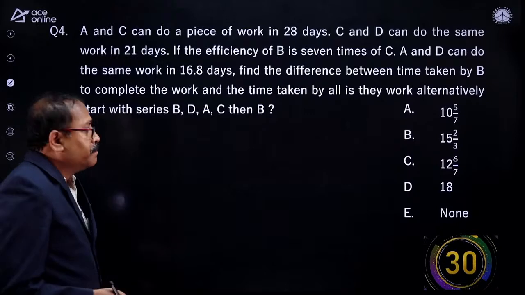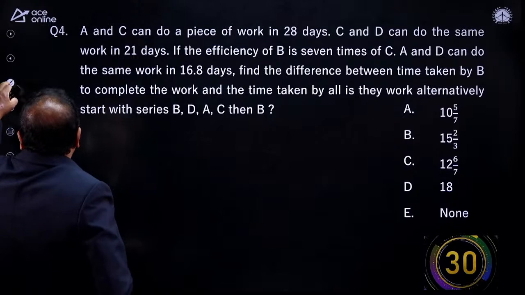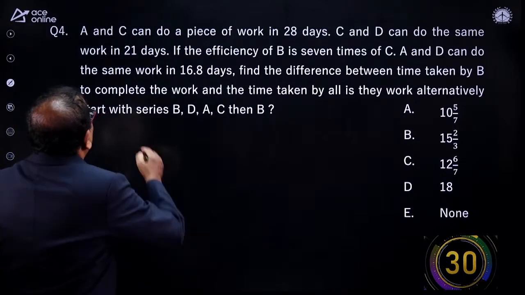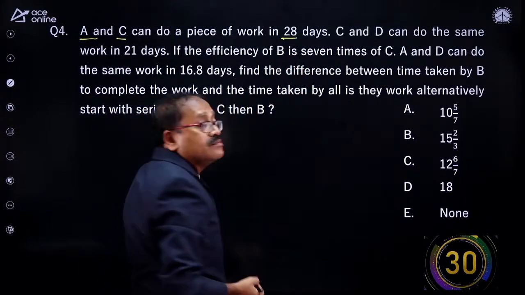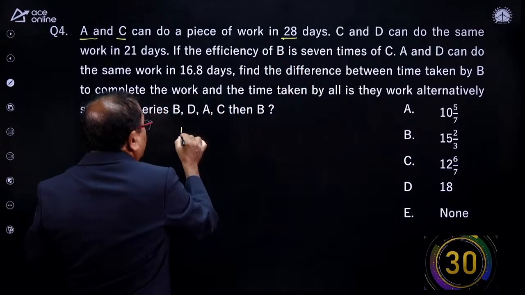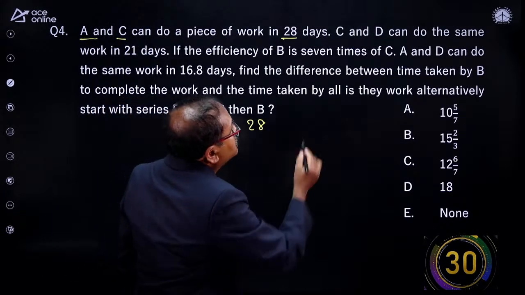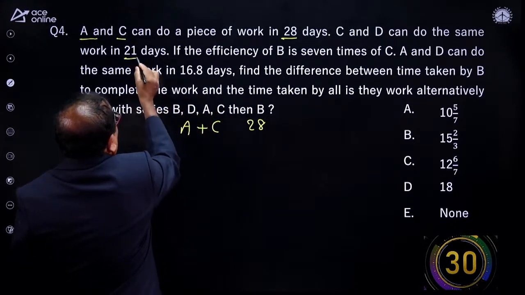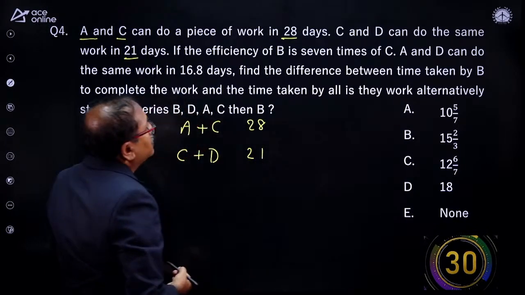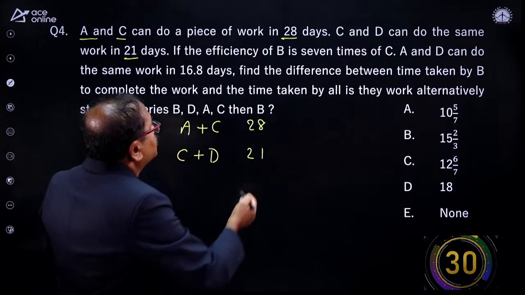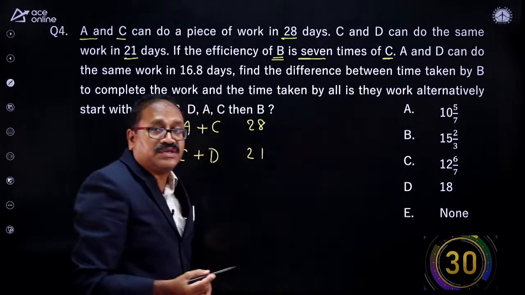Moving to the next question here. देखिए ये क्वेश्चन क्या है, पहले हम क्वेश्चन पढ़ लेंगे. First we will read out the question and then I will give 30 seconds for you. There is a wonderful question here. A and C can do a piece of work in 28 days. Right? I'm just writing over here. A and C 28 days and C and D 21 days. And then it is said that the efficiency of B is 7 times the efficiency of C.